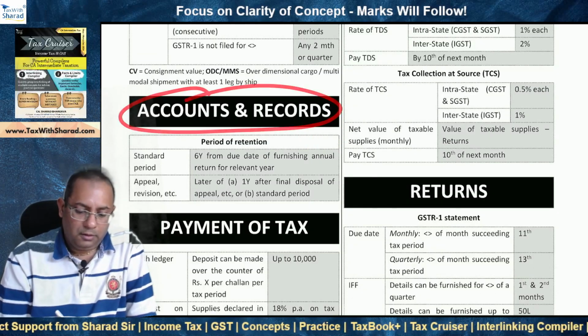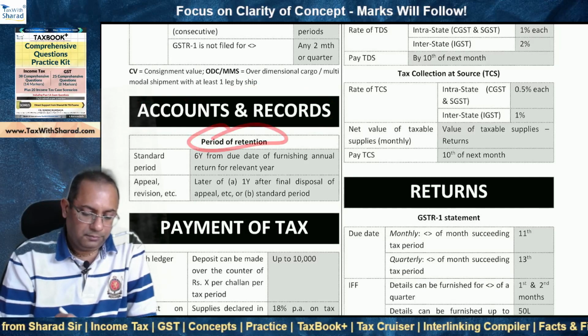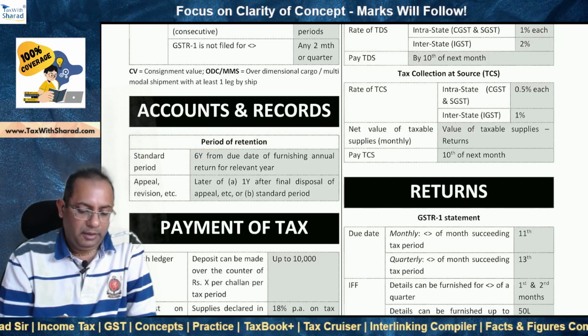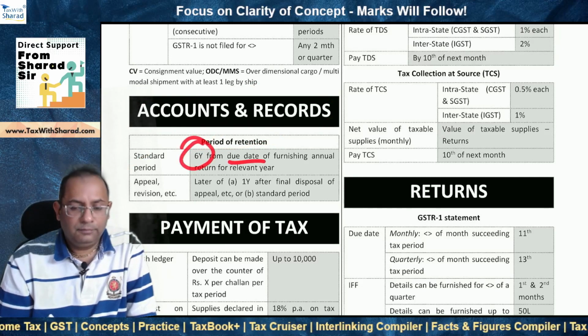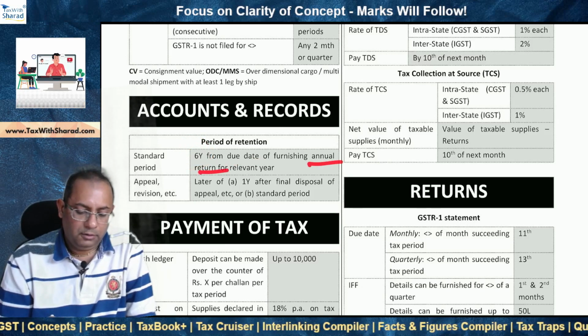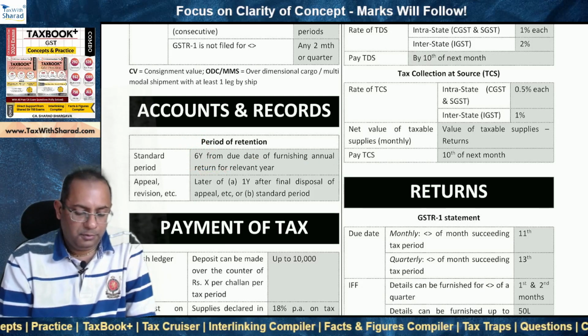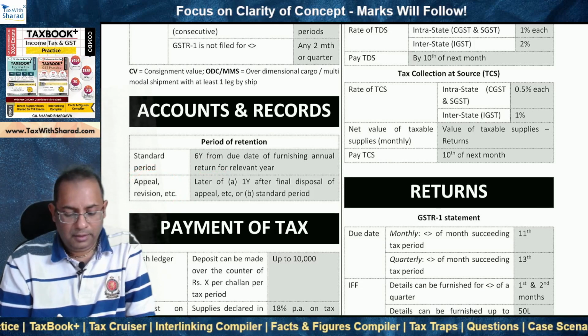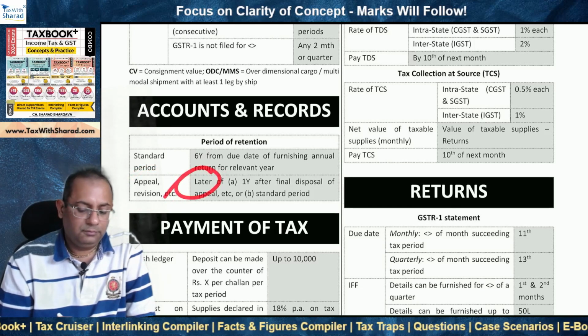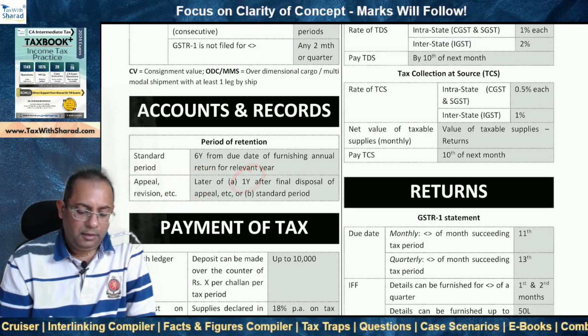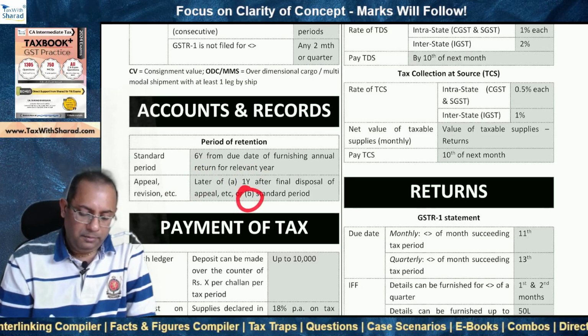We now come to accounts and records. What is the period of retention? There is a standard or default period, which is 6 years from the due date of furnishing annual return for the relevant year. There is a special provision in case of appeal, revision, etc., where the period of retention is the later of A, 1 year after final disposal of appeal, etc., or B, the standard period given above.